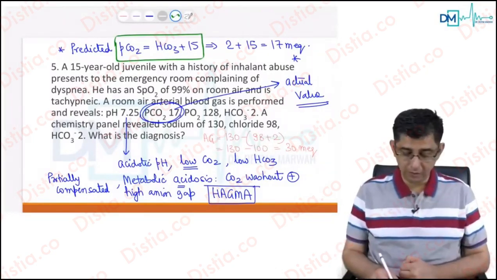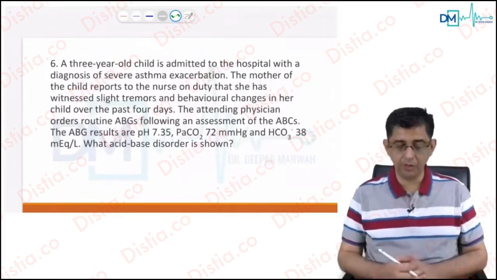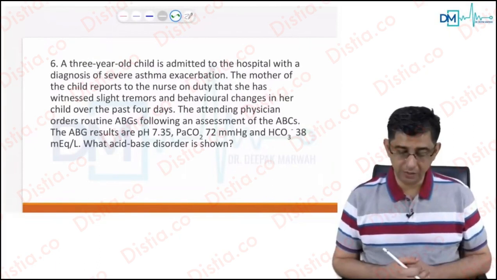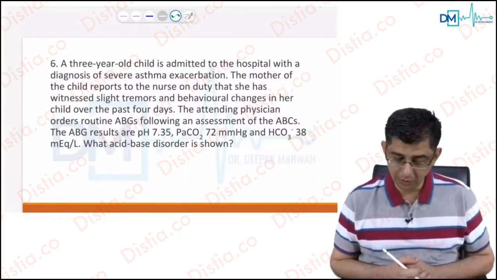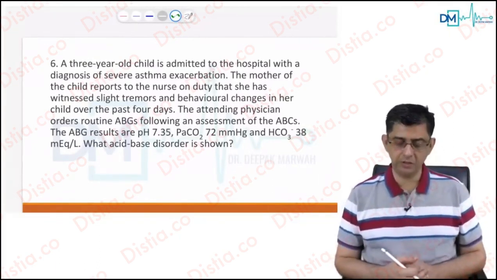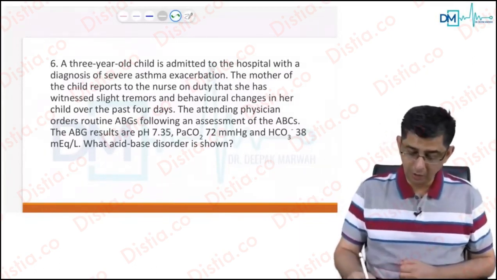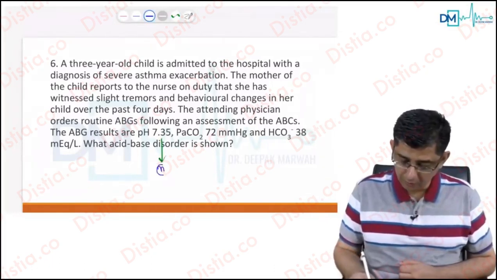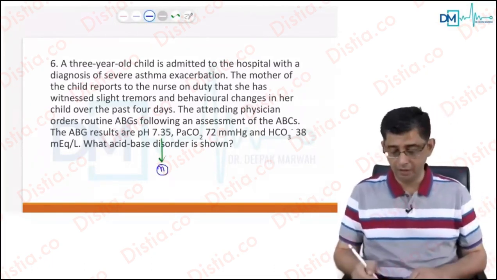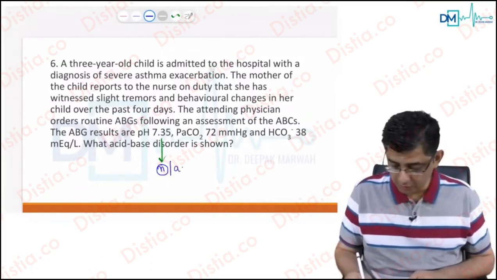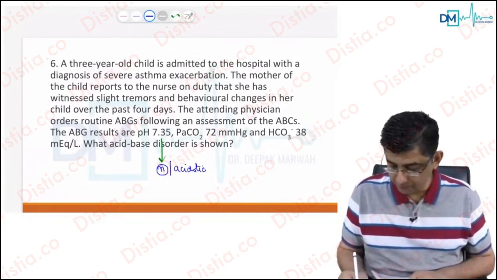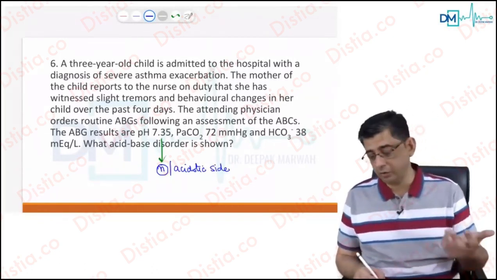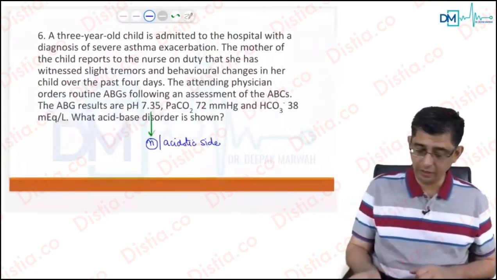Let us now do another question so that we can have a better insight into it. A 3-year-old child is admitted to the hospital with a diagnosis of severe asthma exacerbation, and the mother reports that she has noticed the child having tremors and behavioral changes. The doctor has done an ABG. The report is showing a pH of 7.35. So this is a normal pH in a patient, though it is on the lower side. So it is on the acidotic side. I mean, if the question said 7.34, it would have been easier for me. The question gave 7.35. Okay, normal, but it is on the acidotic side.